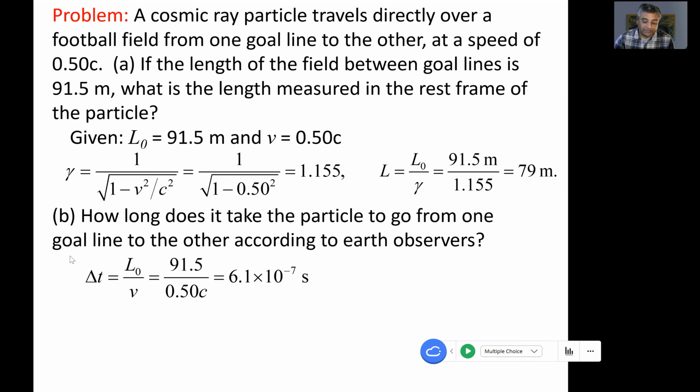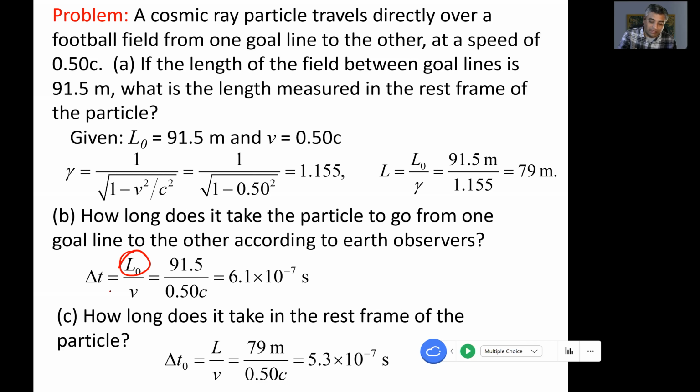So in this case, it's asking us how long does it take for the particle to go from one goal line to the other, according to the Earth's observer. So the Earth's observer is making the time measurement in this case. Okay, so what we can do is use the length observed by the observer, which is the proper length for the observer on the ground, and divide that by the speed. And remember, the speed is going to be the same for both of them, so you can find that.